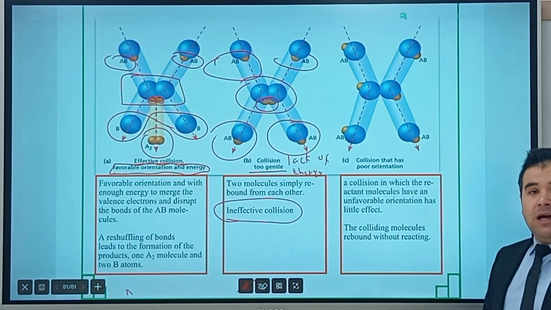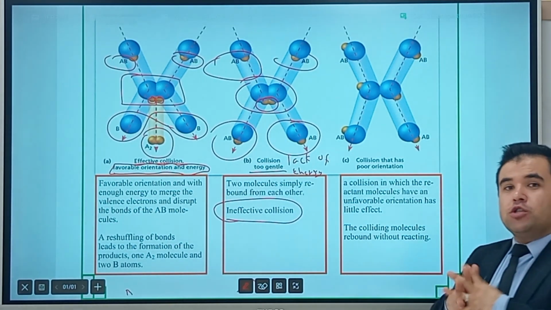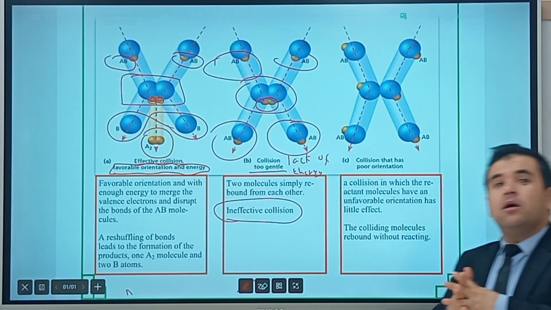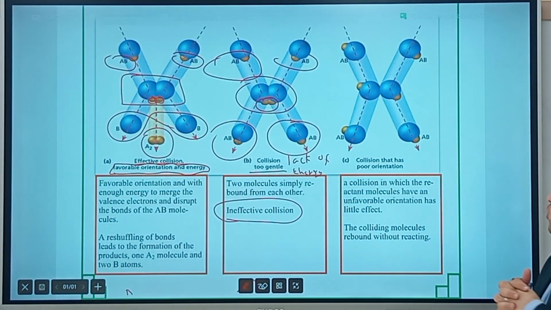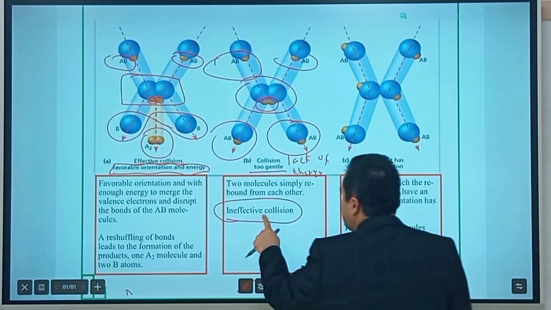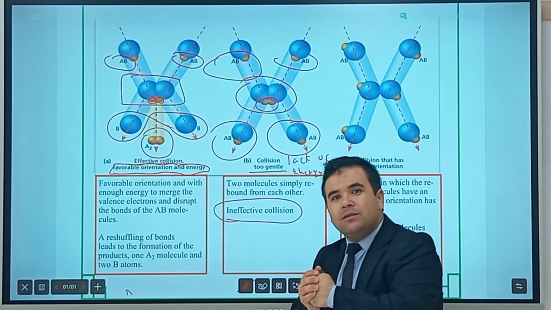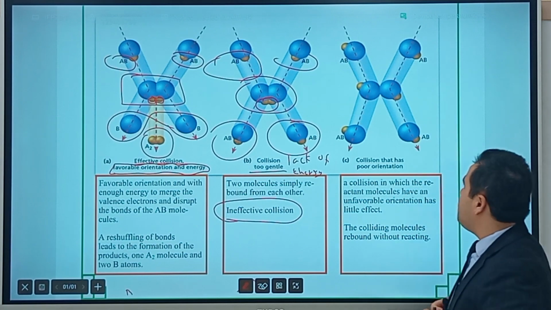So whenever the collision between the molecules is too gentle, meaning low energy and no appropriate amount of energy, we call it an ineffective collision. The reactant molecules, when they collide, rebound without forming any product.